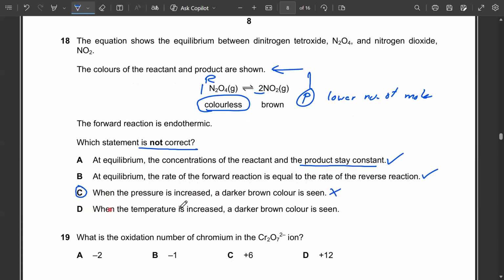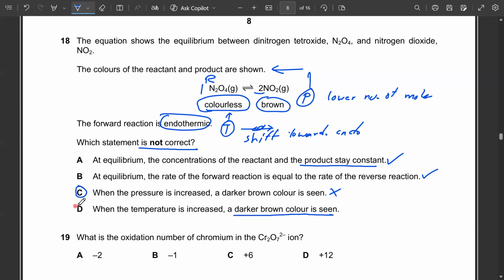And the D option says when the temperature is increased, a darker brown color is seen. That is correct because the reaction is endothermic. We remember that if we increase the temperature of an equilibrium, the reaction shifts towards the endothermic side. Towards the endothermic side is the product side, which is the brown gas. So a darker brown color is seen by increasing the temperature. So D is also a correct statement, but not the correct option.